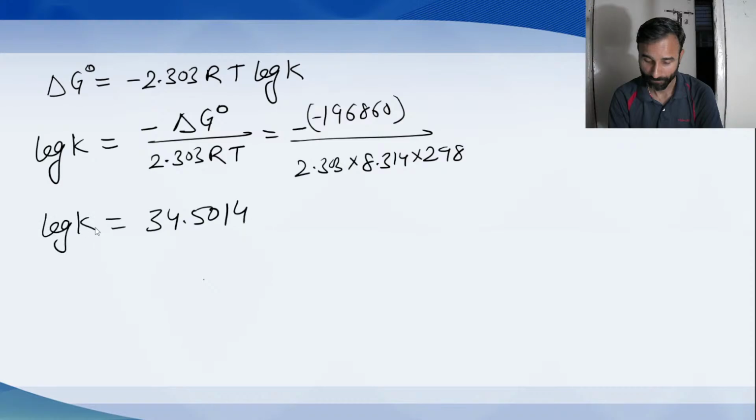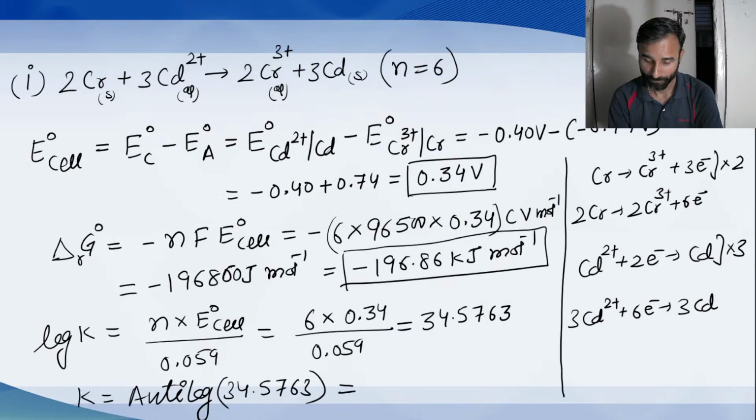That is log K. So if we use the simple 0.059, that is approximate. To some extent it is an approximation. So it is 34.5763. The anti-log of this value: 34 becomes 10 raised to 34, into the anti-log of 0.5763. The anti-log of 0.5763 is 3.769, almost 3.8. It is 3.8 into 10 raised to power 34.